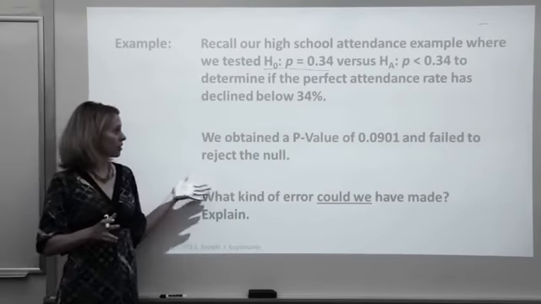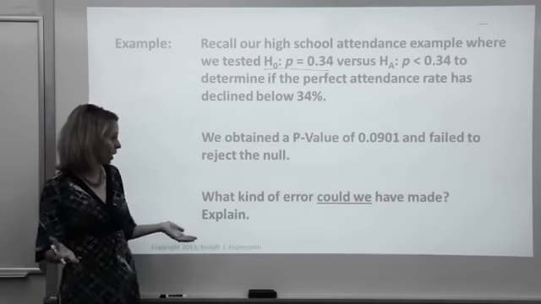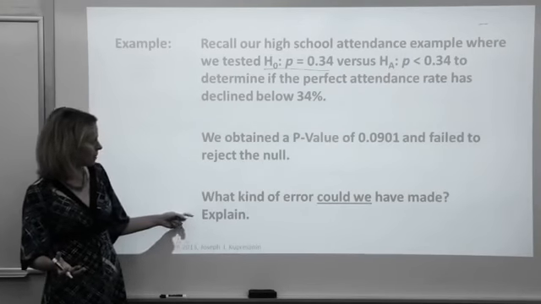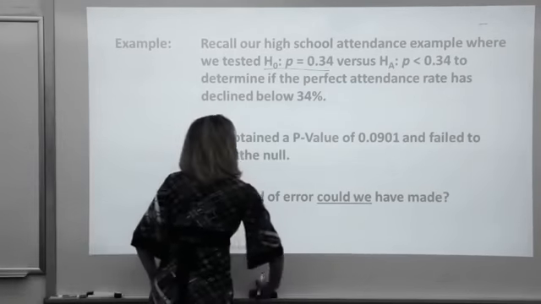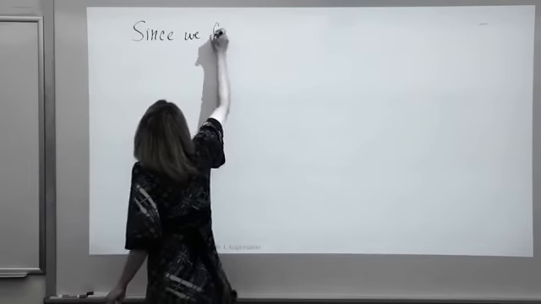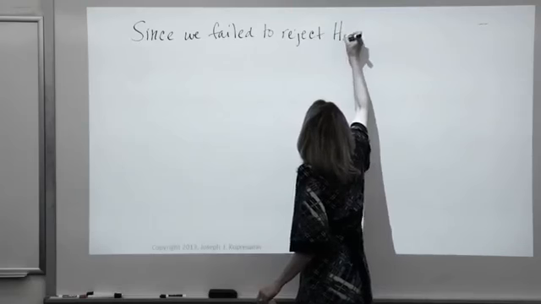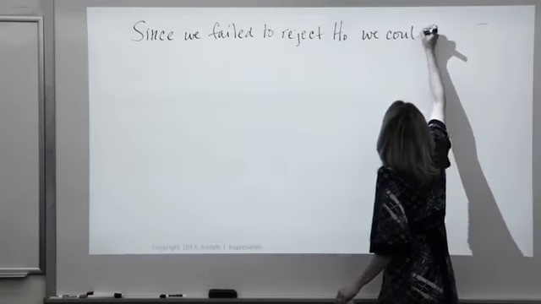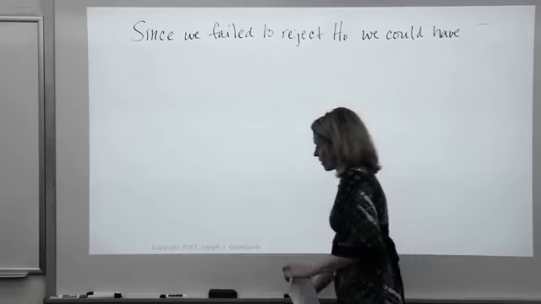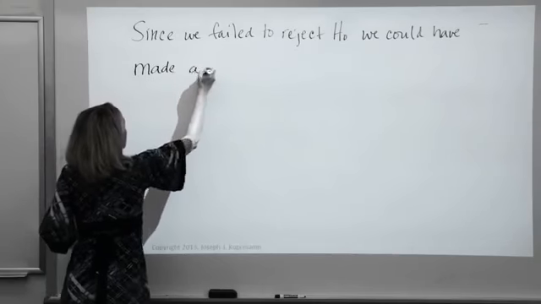When you fail to reject the null hypothesis, but the alternative is true, that's a type 2 error. So I'll write that down in a second. And then we'll write down what that means in the context of this problem. So let me get a clean slide here. Since we failed to reject the null hypothesis, we could have made a type 2 error.